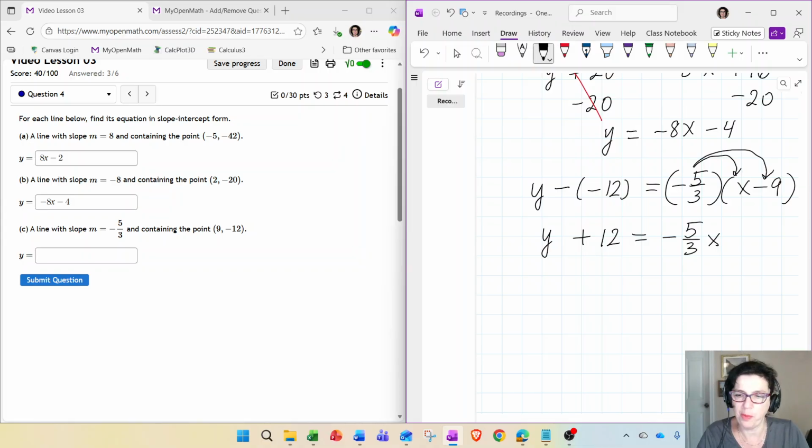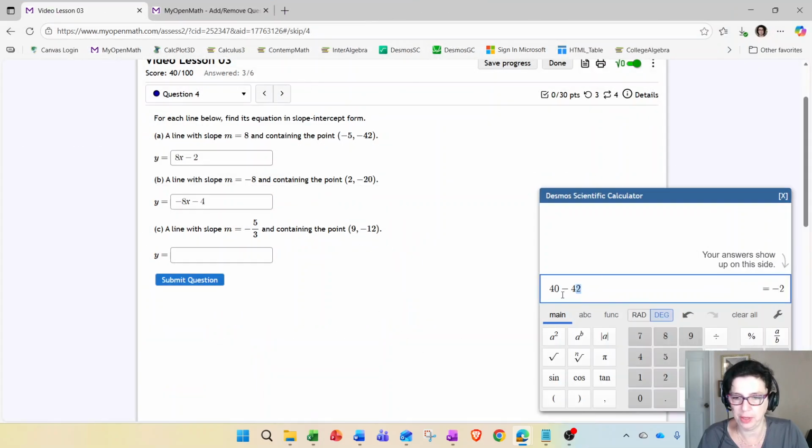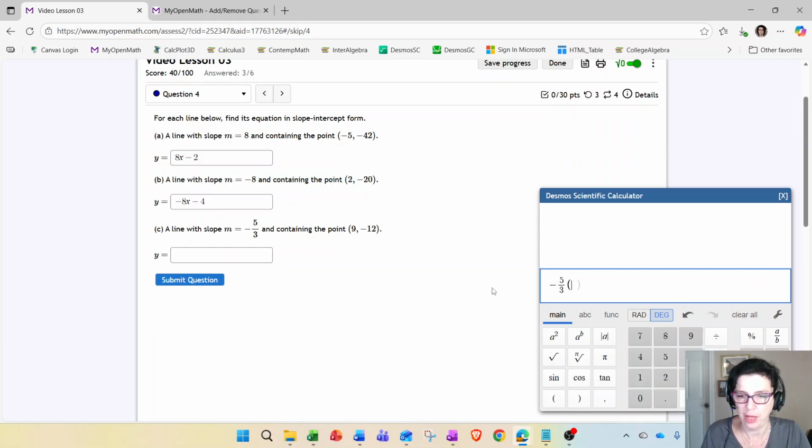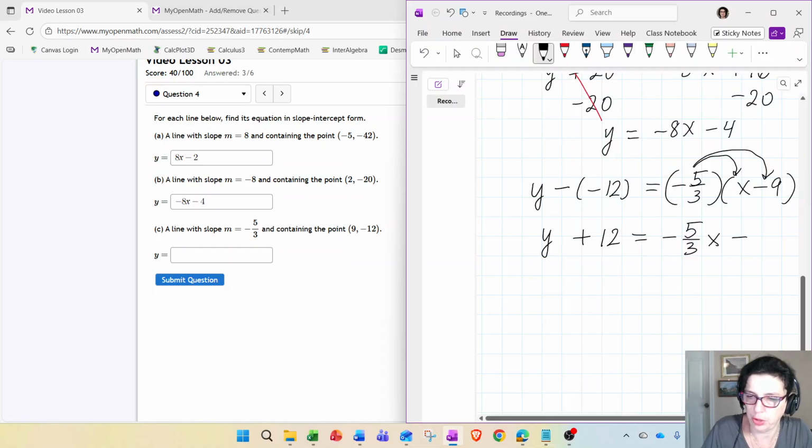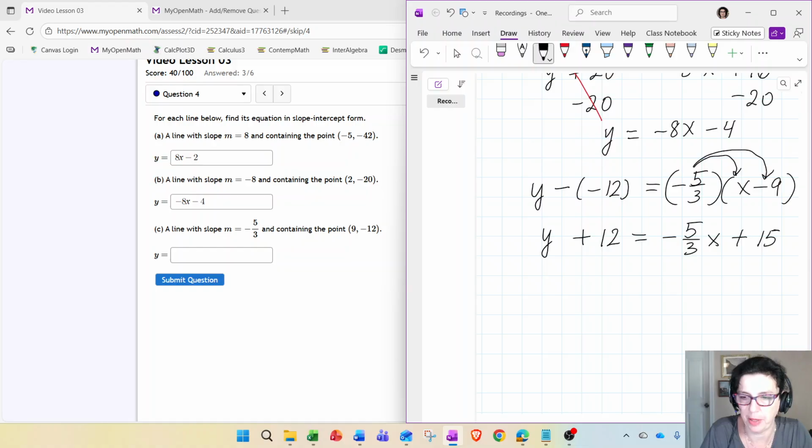So the only problem here, which is a little bit intimidating, is negative 5/3. We need to multiply that by -9. But we can do that because we have our beautiful calculators. So we're going to say negative 5/3 multiplied by -9. And it will tell us, okay, well, that's 15. Okay, awesome. So this is going to be positive 15 because remember, negative and negative becomes a positive.